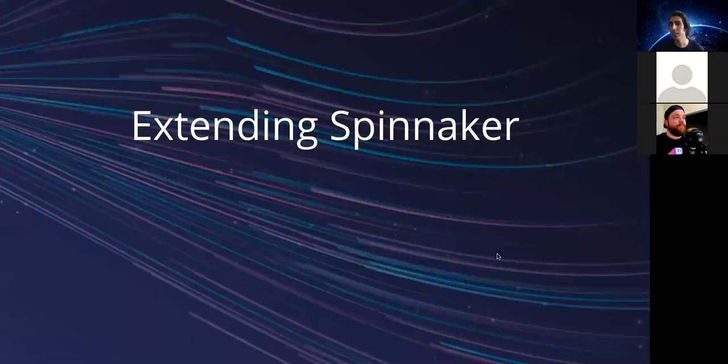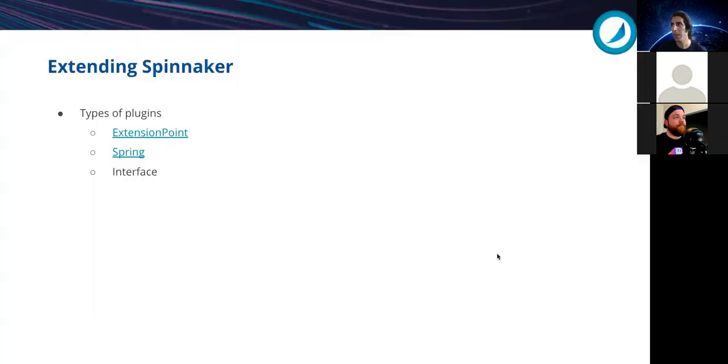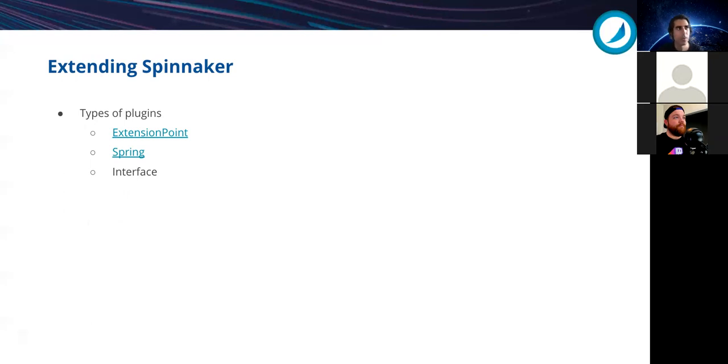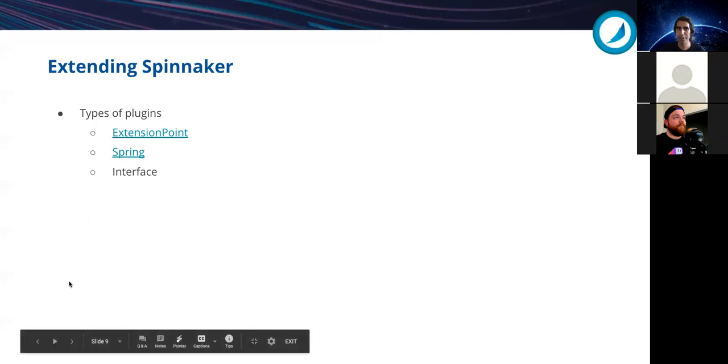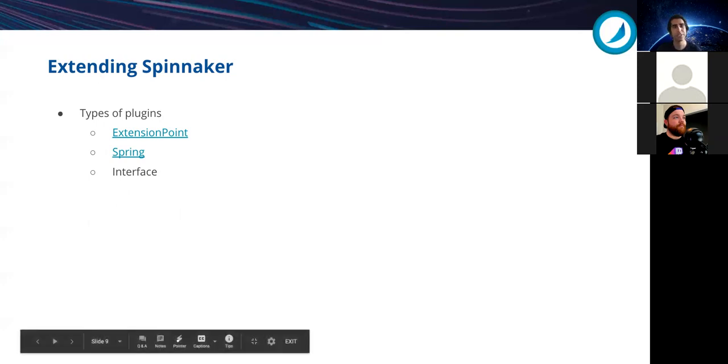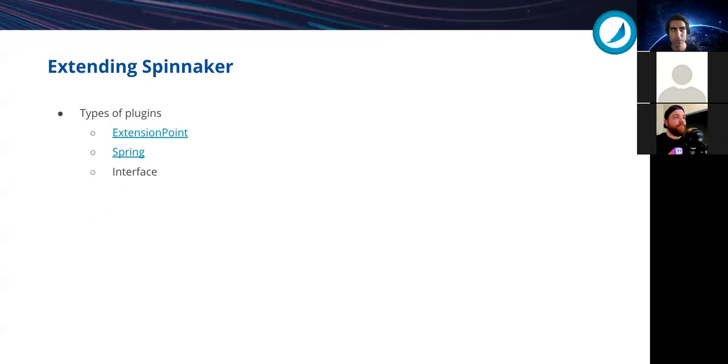Cool. Let's talk about extending Spinnaker a little bit. So there's a few different types of plugins, and a little bit of background here. We've gone from an MVP plugin framework to the V1 plugin framework, and now we're on V2 as of the 1.23 release, which I believe was Monday. So it's a pretty recent release, and we are continuing to improve on the release.